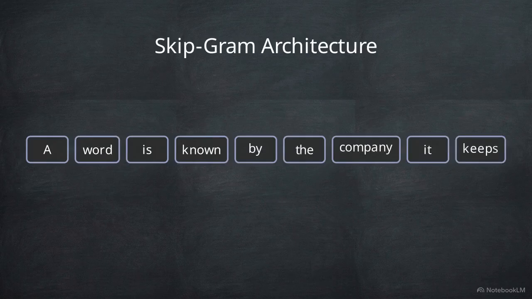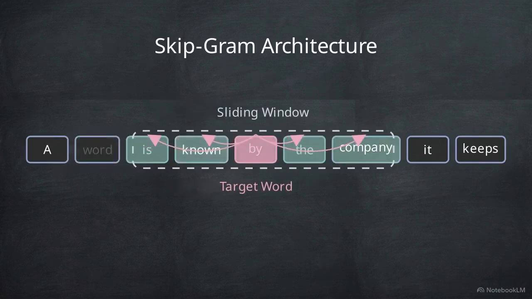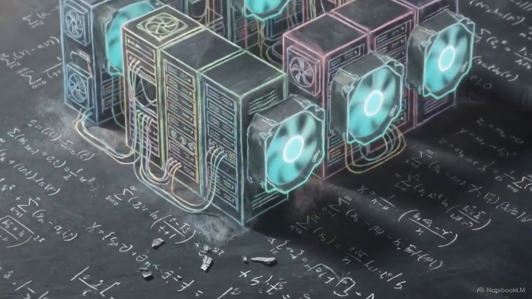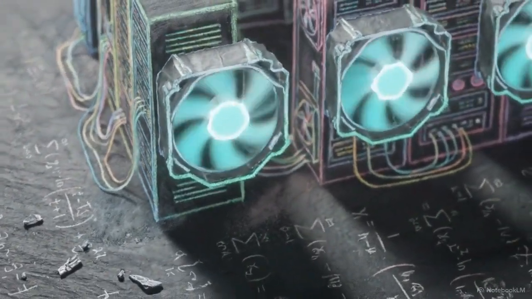The skipgram architecture puts this theory into practice. It takes a single target word and attempts to predict its neighboring context within a specific sliding window. The concept is elegant. However, attempting to optimize this prediction using standard neural network mathematics creates a severe computational roadblock.